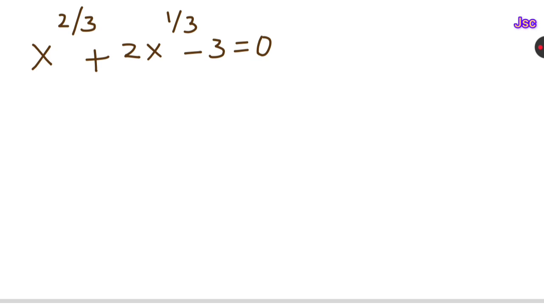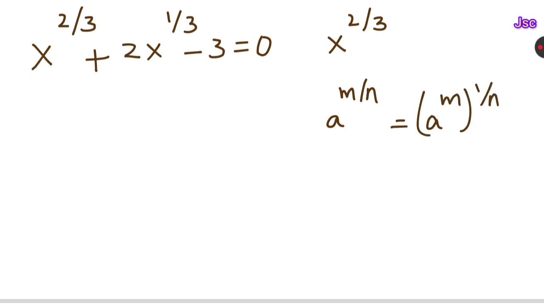Here also the exponent is in fractional form. So let's try to convert in terms of a normal exponent. Observe here, x raised to the power of 2 over 3, it is in the form of a raised to the power of m over n. We can write this as a raised to the power of m whole raised to the power of 1 over n. Or we can write this as a raised to the power of 1 over n whole raised to the power of m.